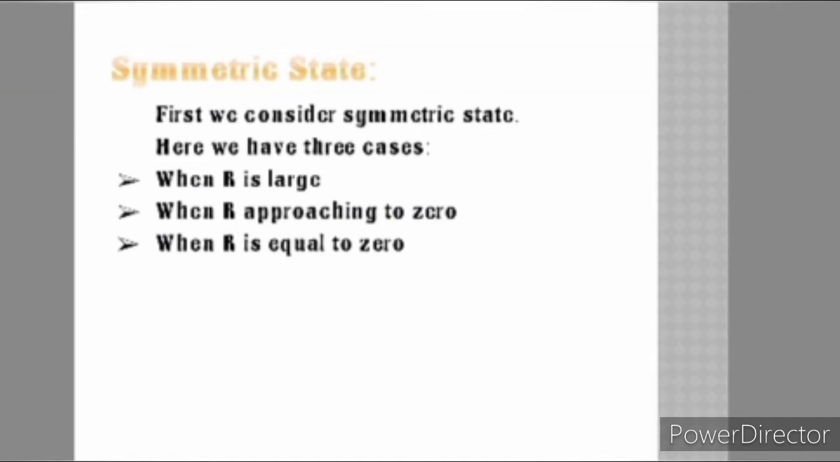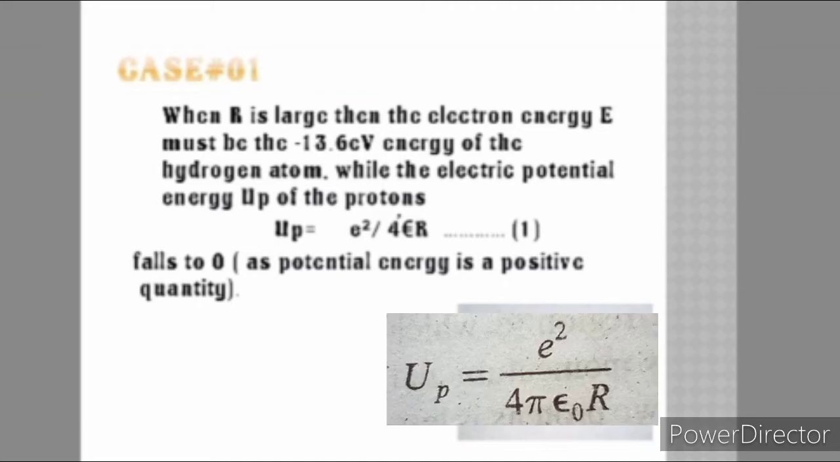Now here we study three types of cases in the symmetric case: when R is very large, when R is approaching 0, and when R is equal to 0. Let's see what happens in each. In the first case, we see what happens when R is very large.